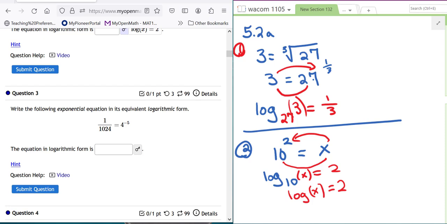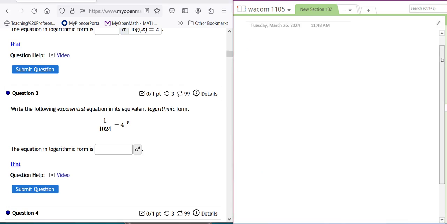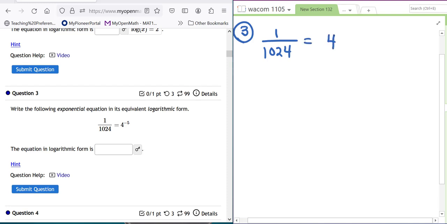All right, let's see another one. And there's a lot of problems in here because once you get used to it, they go really fast. Okay. Let's see. Write it in the equivalent logarithm form. Okay, so start at your base. You have exponential form, so we're over here. So 1 over 1024 equals 4 to the negative fifth.